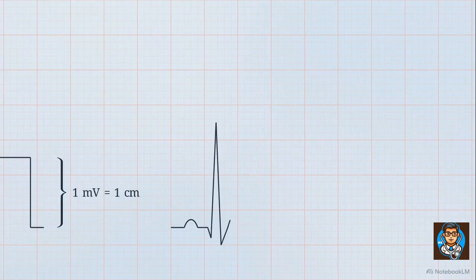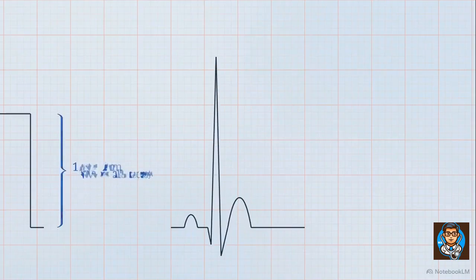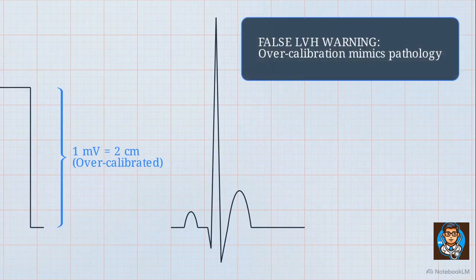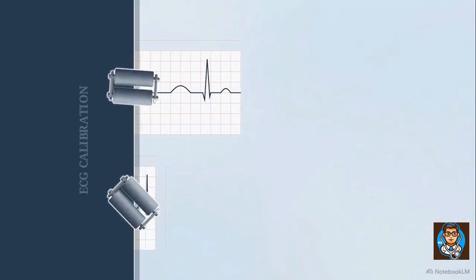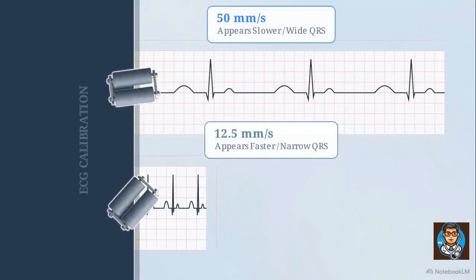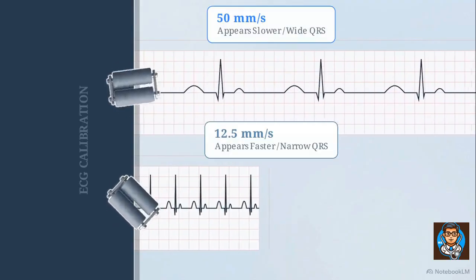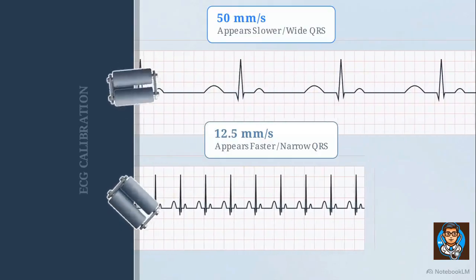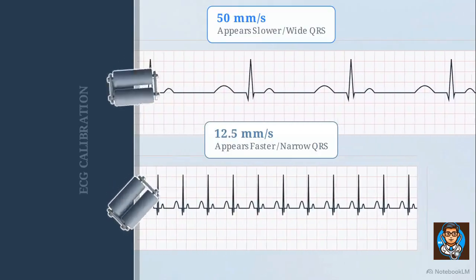Voltage calibration controls the amplitude of the signal. A standard machine sets 1 millivolt of signal to trace exactly 1 centimeter of vertical height. If the setting is wrong, an over-calibrated machine will draw massive vertical complexes that can be easily misdiagnosed as severe left ventricular hypertrophy. Altering the paper speed stretches or compresses the timeline. Running at 50 millimeters per second widens the QRS and makes the heart rate appear slow, while slowing the paper down artificially compresses the perceived rhythm.